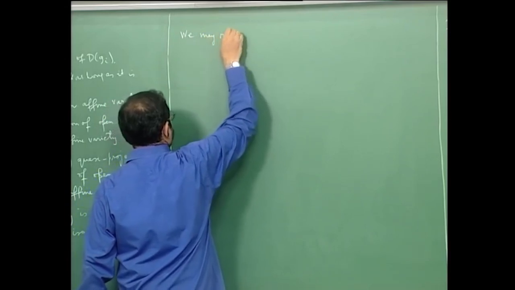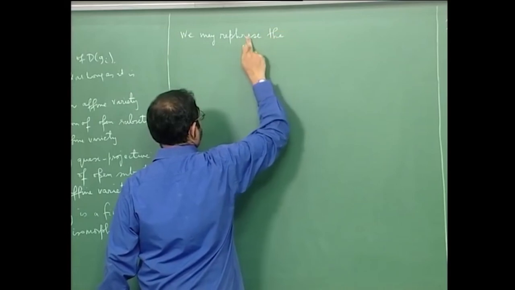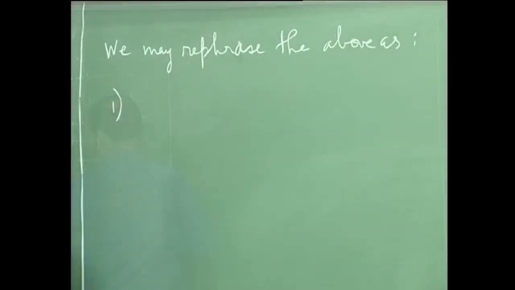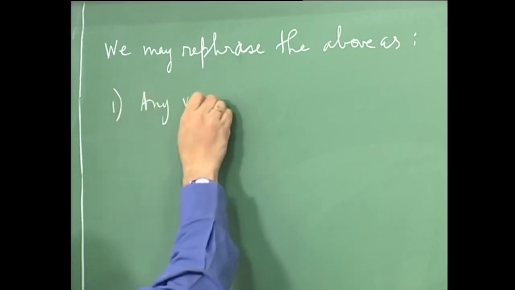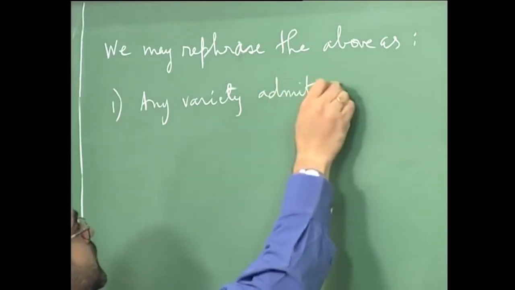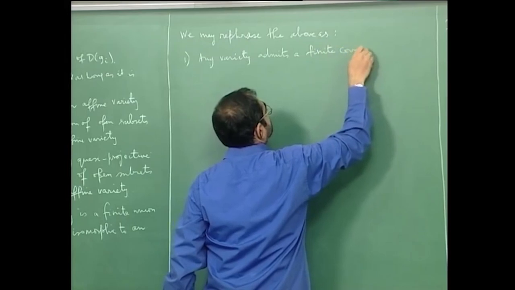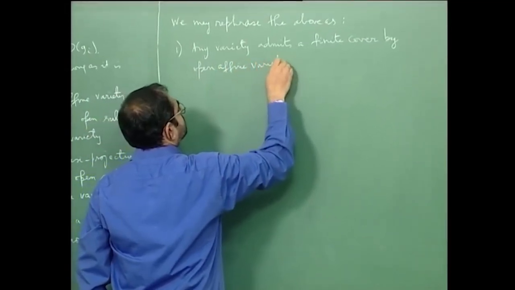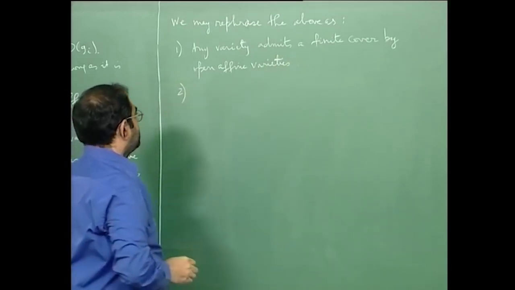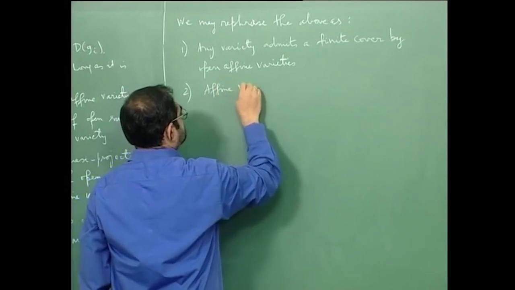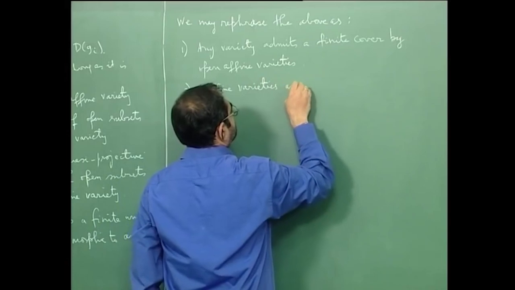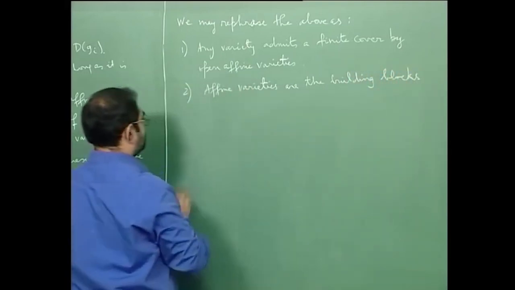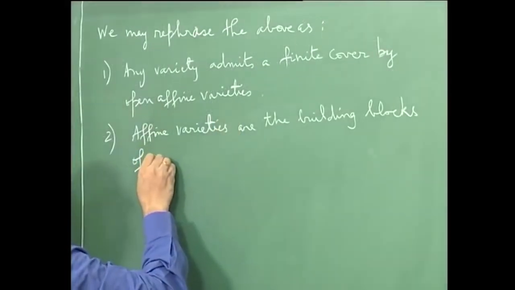We may rephrase the above as number one, any variety admits a finite cover by open affine varieties. The other way of saying it is that affine varieties are the building blocks of arbitrary varieties.